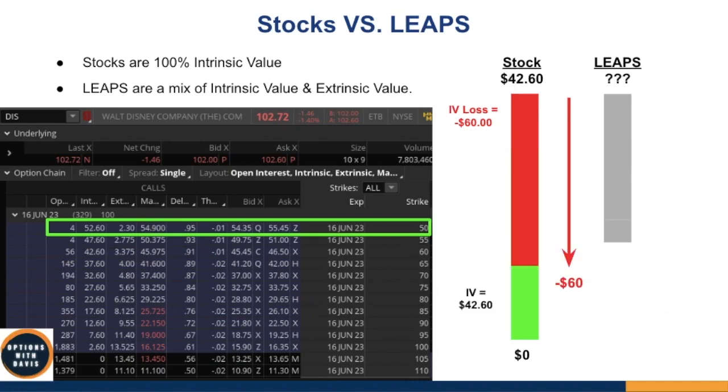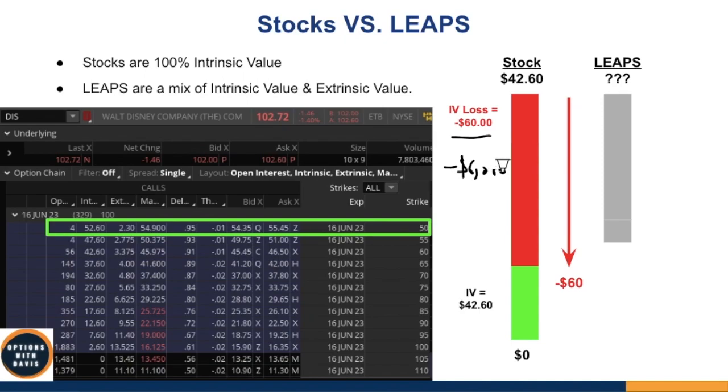Now, here's another question for you. What if the stock drops $60, right? We know that the intrinsic value loss will be $60 for the stock. It's very straightforward. You would lose $6,000 per 100 shares. So there's a 6K loss.